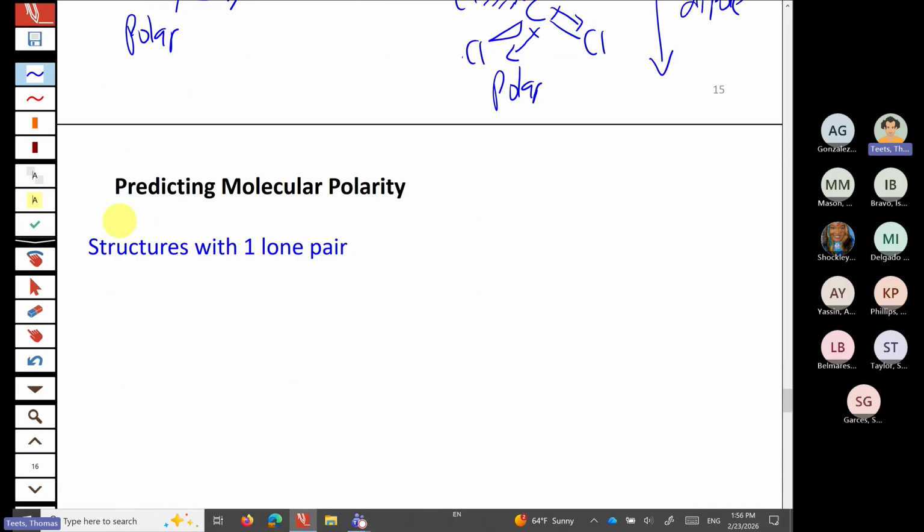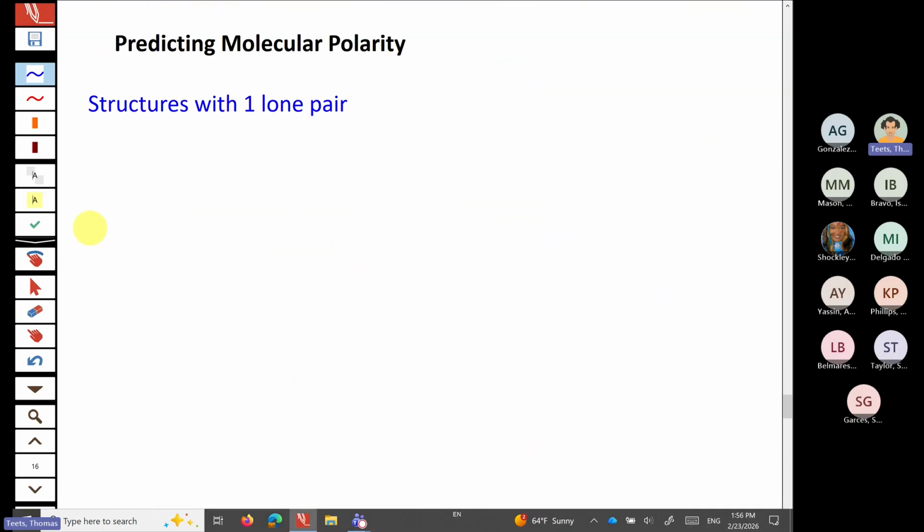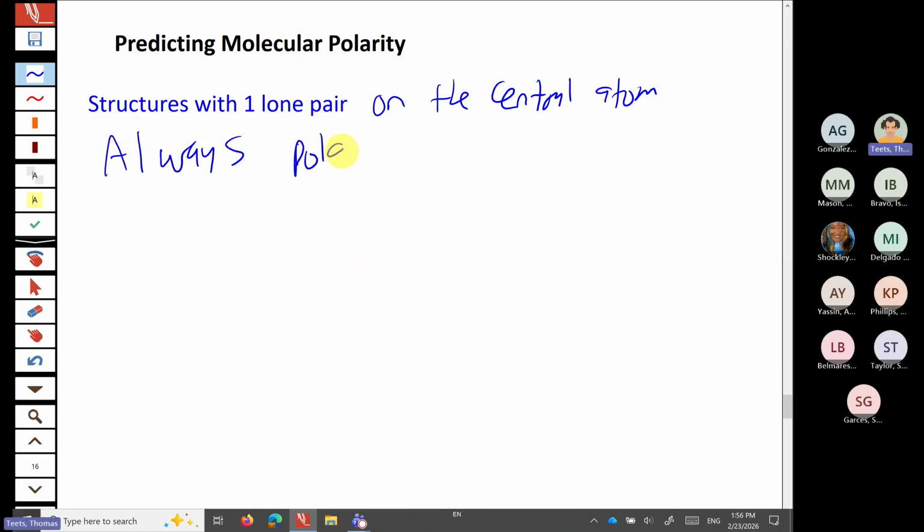All right, and then another common category that you'll see, again, your job is going to be to decide if something is polar or not, so you don't have to think about it in more depth than that, would be structures with 1 lone pair on the center atom, I should say, to be more specific. These ones are always polar, no exception to that, okay? So a common example of this would be NH3. This is AX3E with 3 hydrogens, 1 lone pair on the nitrogen as well.